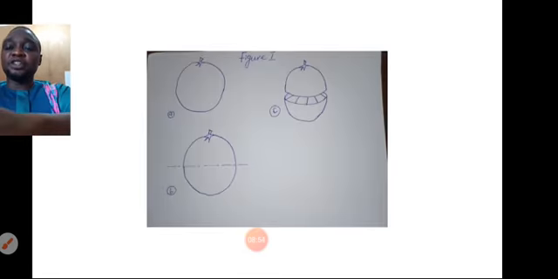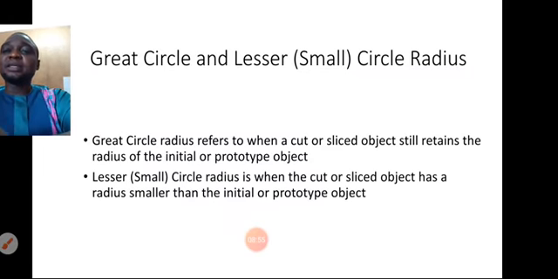Let's go back to that definition I gave you earlier. That great circle radius refers to when a cut or sliced object still retains the radius of the initial or prototype object. Are we good? I trust we should be okay.